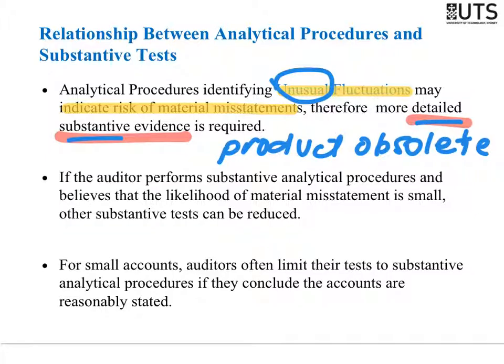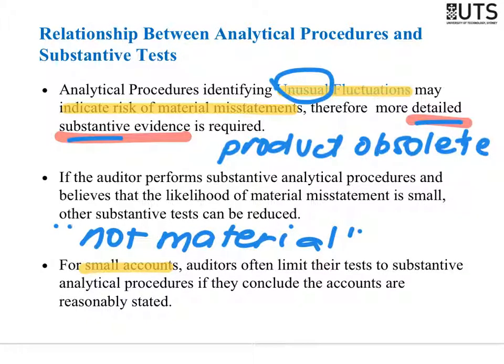Now, it's very rare for us to only rely on analytical procedures. The only time that you would rely only on analytical procedures is if it's a really small account. And you know what? That's terrible terminology. Ladies and gentlemen, please write this: not material. Use the correct terminology. Okay? So not small, right? Either not material or immaterial is the other term you can use.